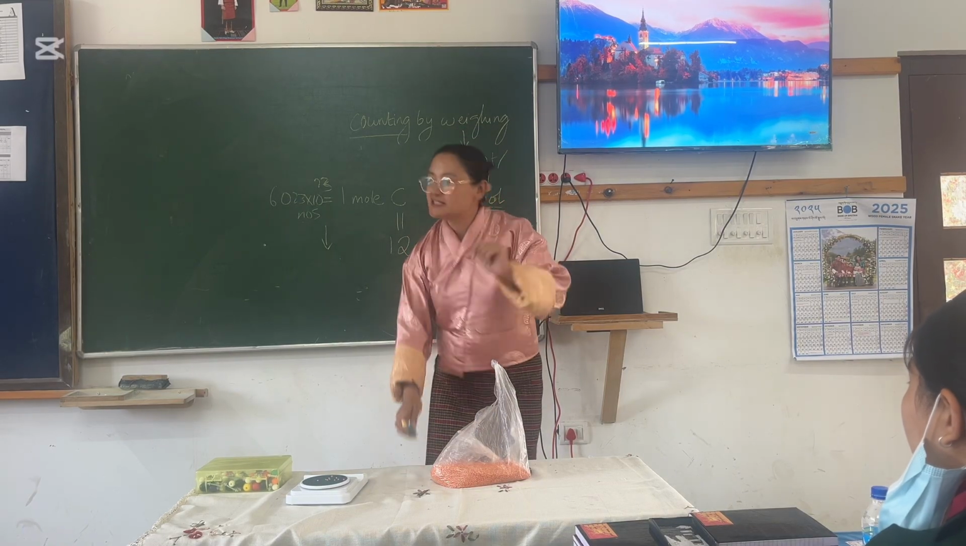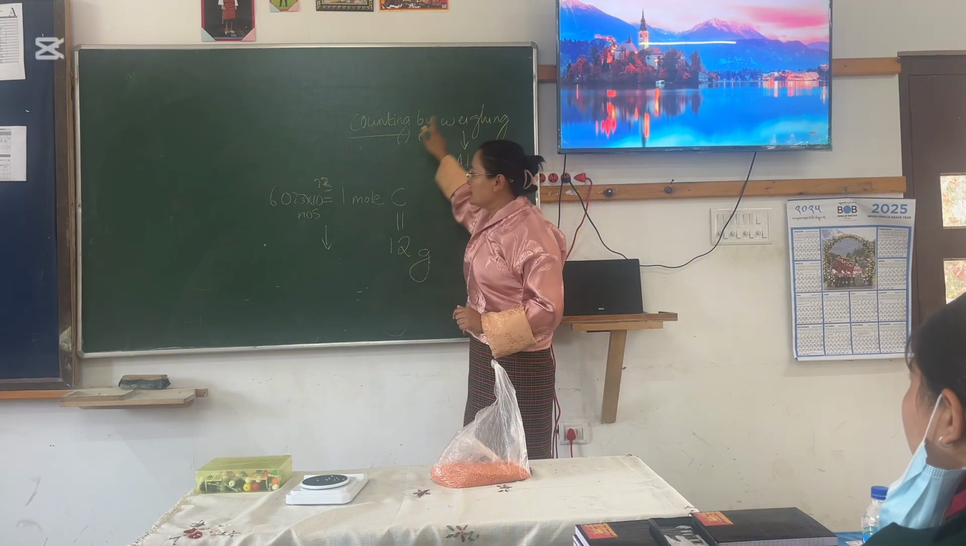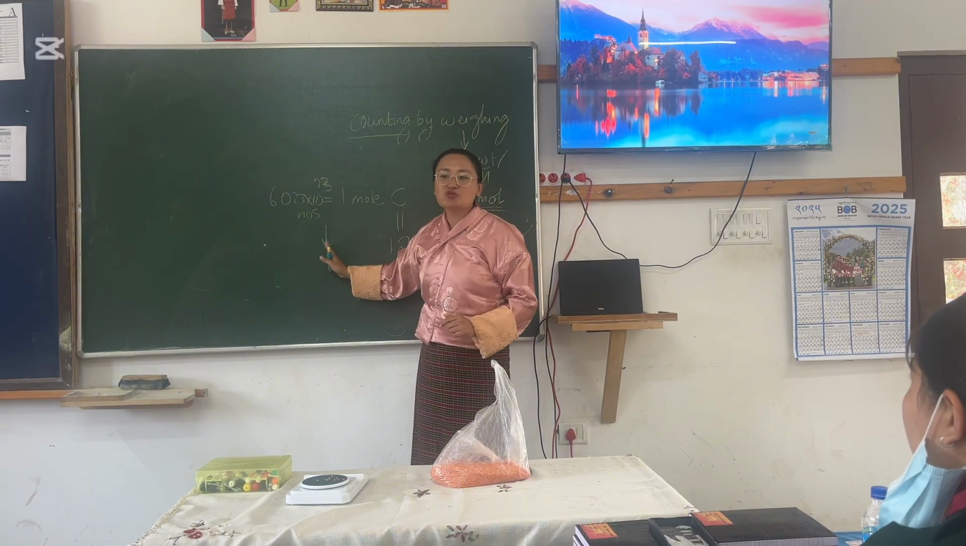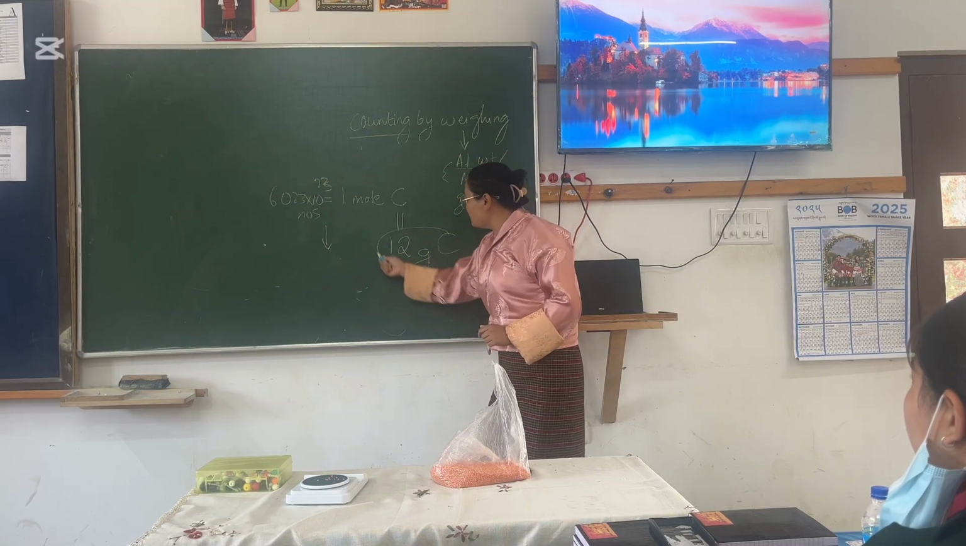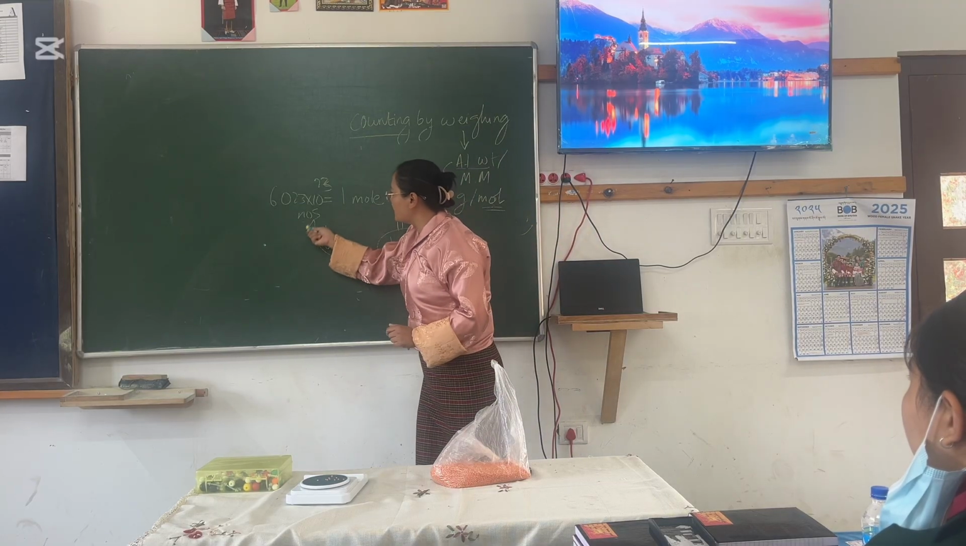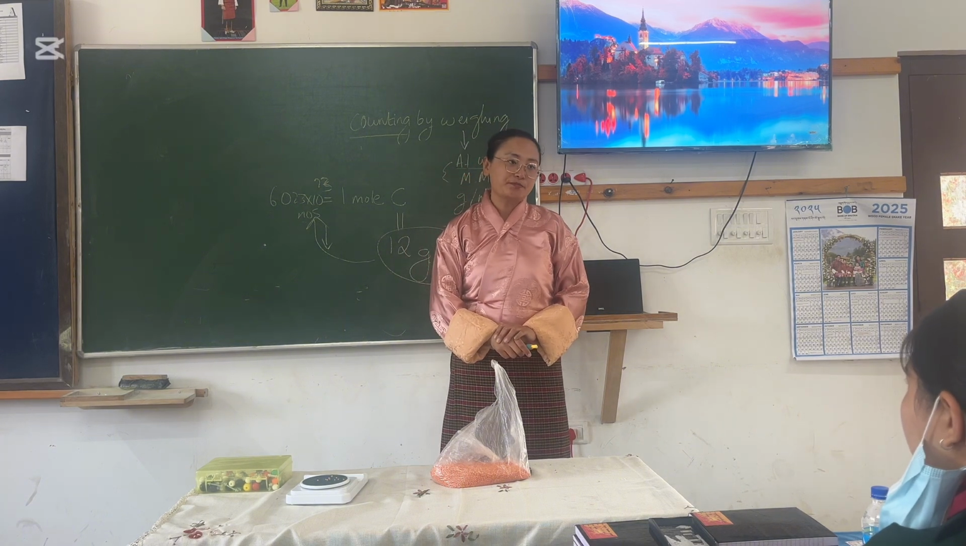Okay, so scientists use this step, counting by weighing. Instead of counting them, you just weigh them. 1 mole means you have to weigh 12 grams of carbon, which means in that 12 grams of carbon we have Avogadro's number of carbon atoms.